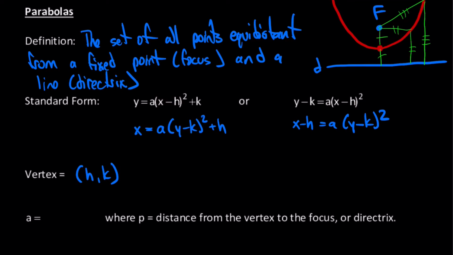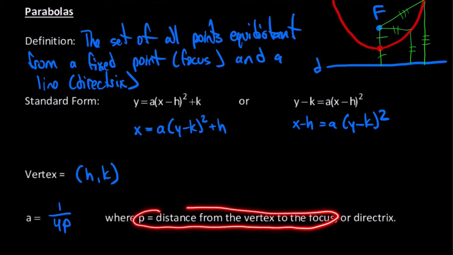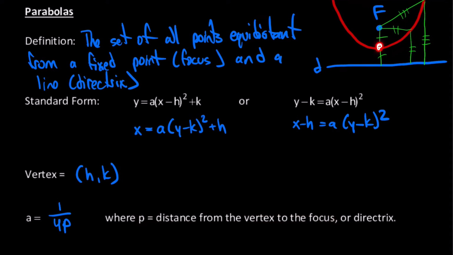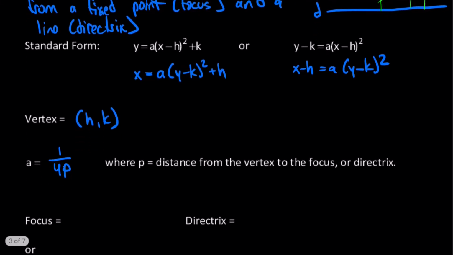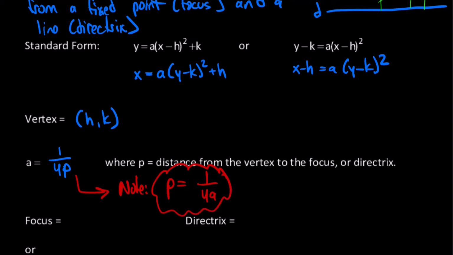Also, if you remember from last year, we have this formula, a equals 1 over 4p, where p is the distance from the vertex to the focus. So if you look up above, the vertex to the focus, that distance there would be p. Or the distance from the vertex to the directrix, right? Because those two are equal, that's also p. Now, in addition to that, I want you to note that we can just switch the p and the a in that formula, and p equals 1 over 4a. That's super important if we're working backwards from a graph to the equation.